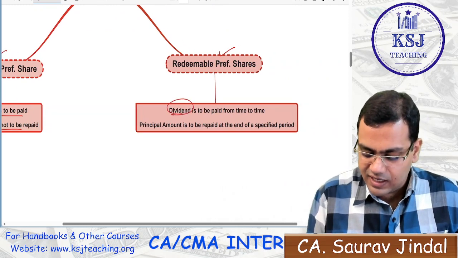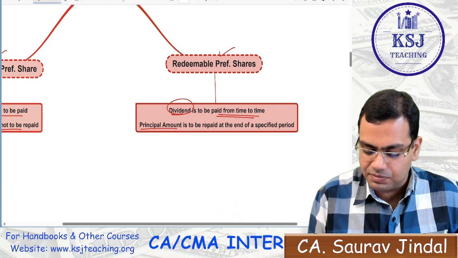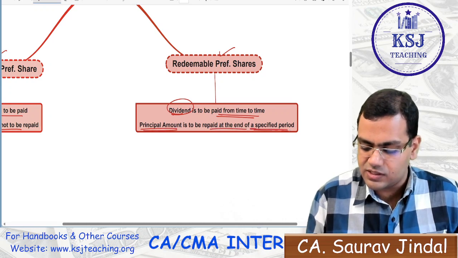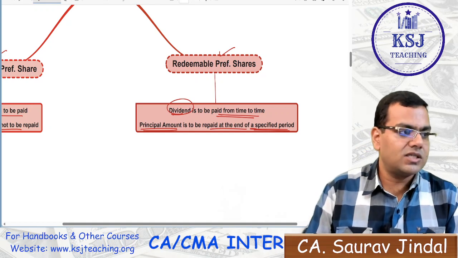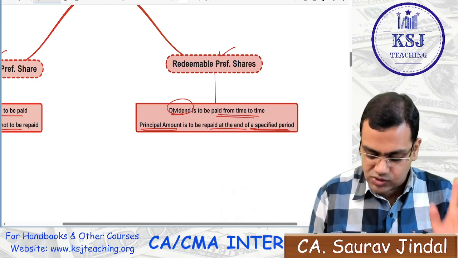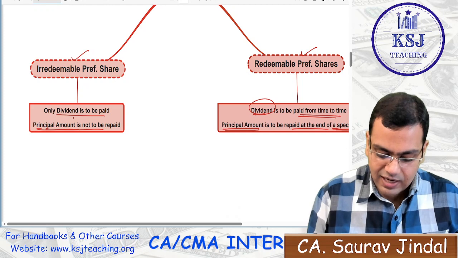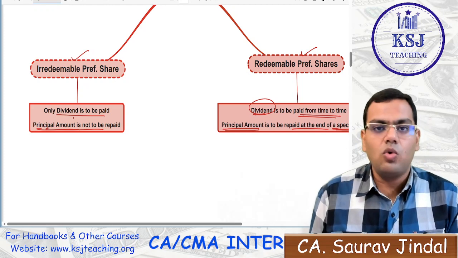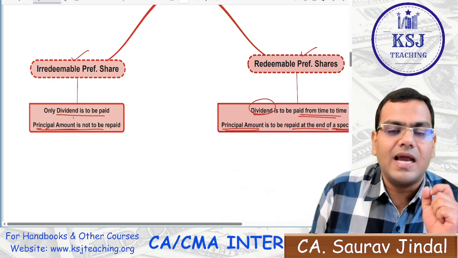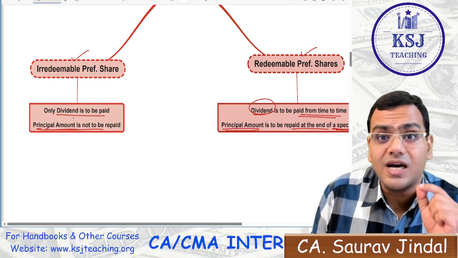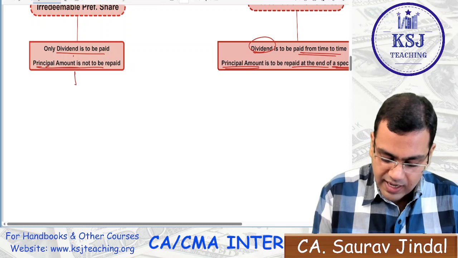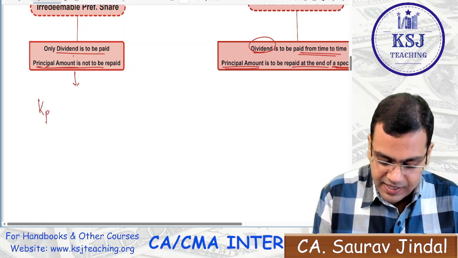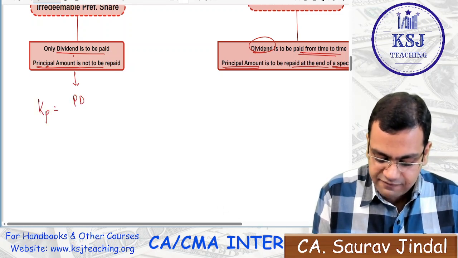In the redeemable case, the dividend is to be paid from time to time and the principal amount is to be repaid at the end of the specified period. Same as we have done in the case of debt, sir. Absolutely same as we have done in the case of debt. Calculation will also be same. The only difference here being that preference dividend is not a tax deductible expenditure, right? So how to calculate? This is denoted by KP. KP is calculated as preference dividend divided by net proceeds.